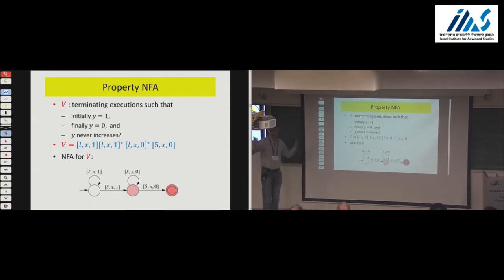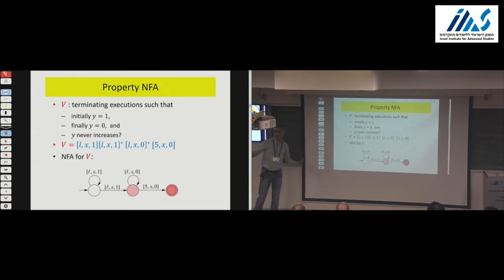Anyway, let's start checking some property. Let's take an artificial property first to see how this could be done. So imagine that for some reason, an execution would be dangerous if it is a terminating execution, an execution that reaches the final point of the program. This was line 5, right? And such that initially the value of y is 1. At the end, the value of y is 0, and y never increases. It's, of course, artificial. It doesn't mean anything. It's just to give you a first example.